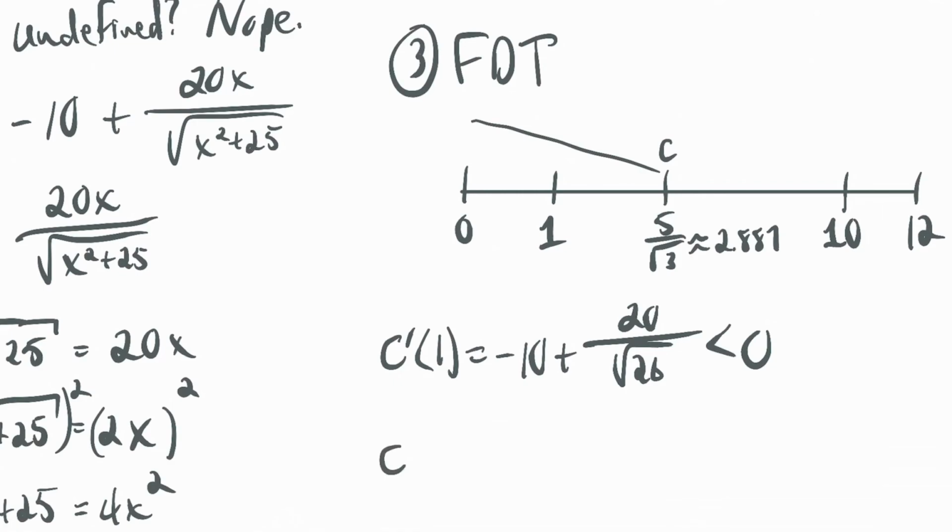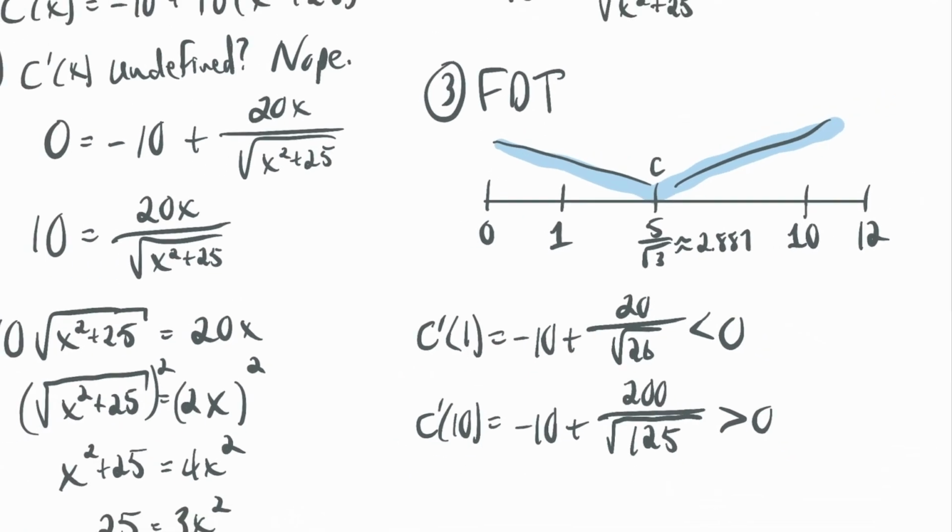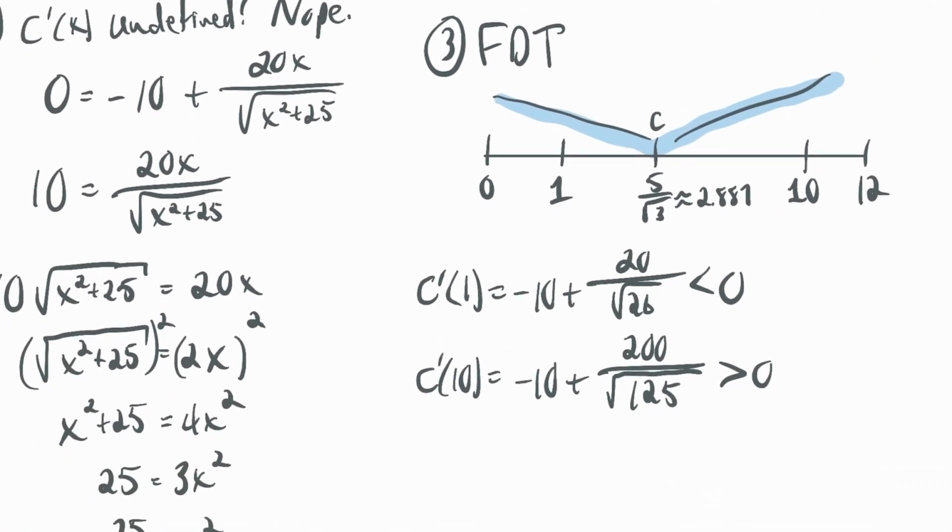And then C prime of 10. So negative 10 plus 200 over the square root of 125. Okay, so what's that equal to? So negative 10 plus 200 divided by the square root of 125. That's positive. It's about 8, 7.9. Okay, so we get graph goes down, something happens, graph goes up. That means we have a local minimum at x equals 5 over root 3.